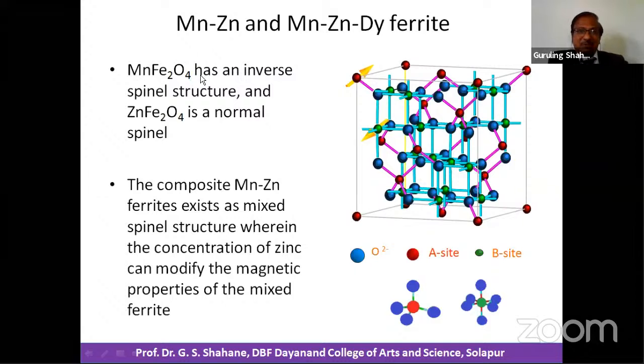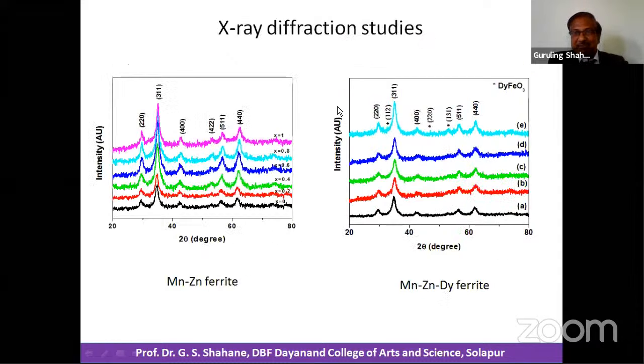So we have used MnZn ferrofluid and MnZn Dy ferrofluid for this application. MnZn is a well-known temperature sensitive fluid, and in addition, to enhance the properties, we have used rare earth Dy for that. So I will not go into much detail again. These are the XRD patterns of the MnZn for different compositions as well as Dy doped.